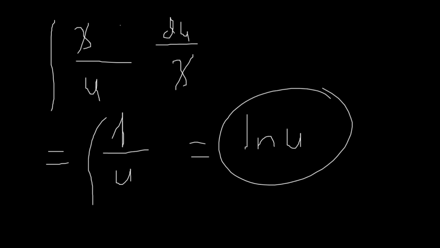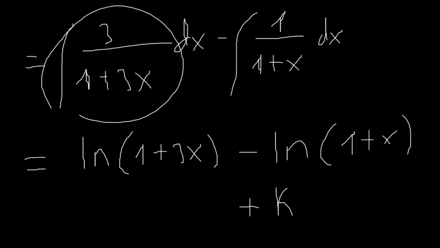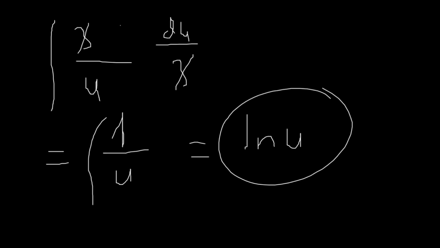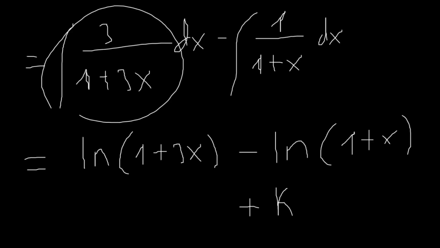And for the other one, it's even easier, because I have the integral of 1 all over 1 plus x. You use the same method. Taking u as 1 plus x, du over dx is equal to 1. Therefore, we substitute 1 on u, and that will be equal to ln u. And we come to the end of this amazing question.